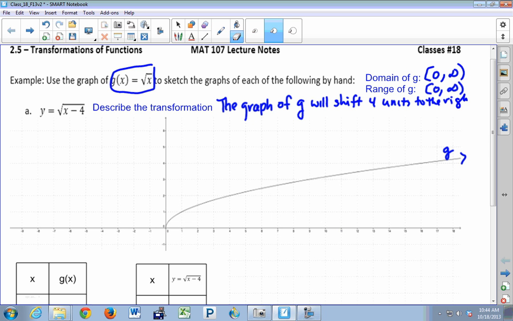He's always on time with his little cart. Do you mind shutting that door, Mary? Okay. The graph of g will shift 4 units to the right.